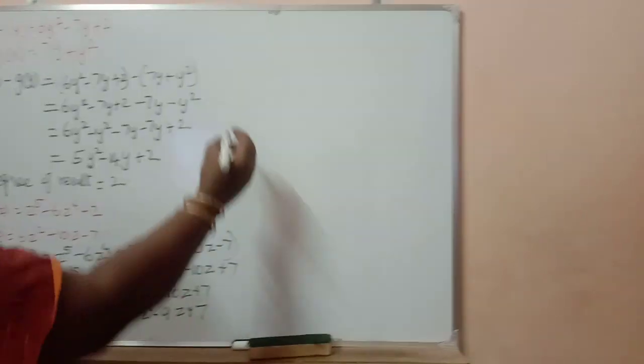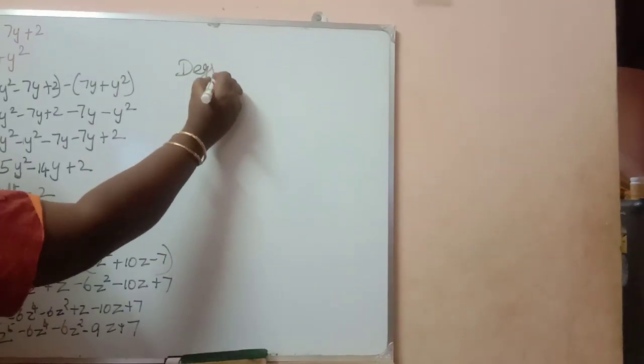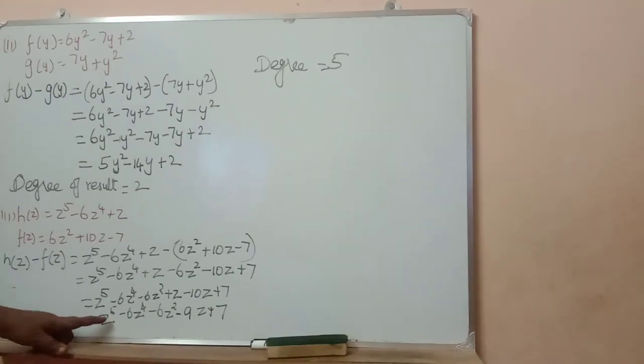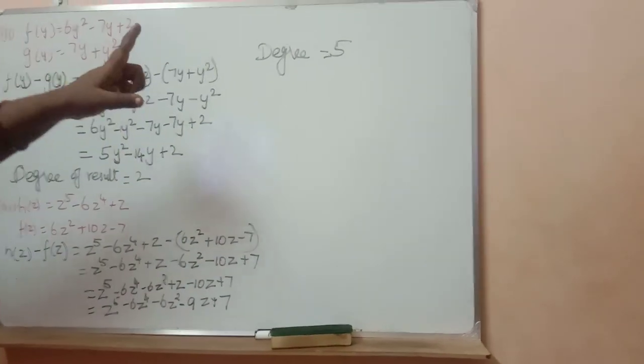Okay. Now the degree of this resultant is power 5. Greatest power is 5. So degree is 5.